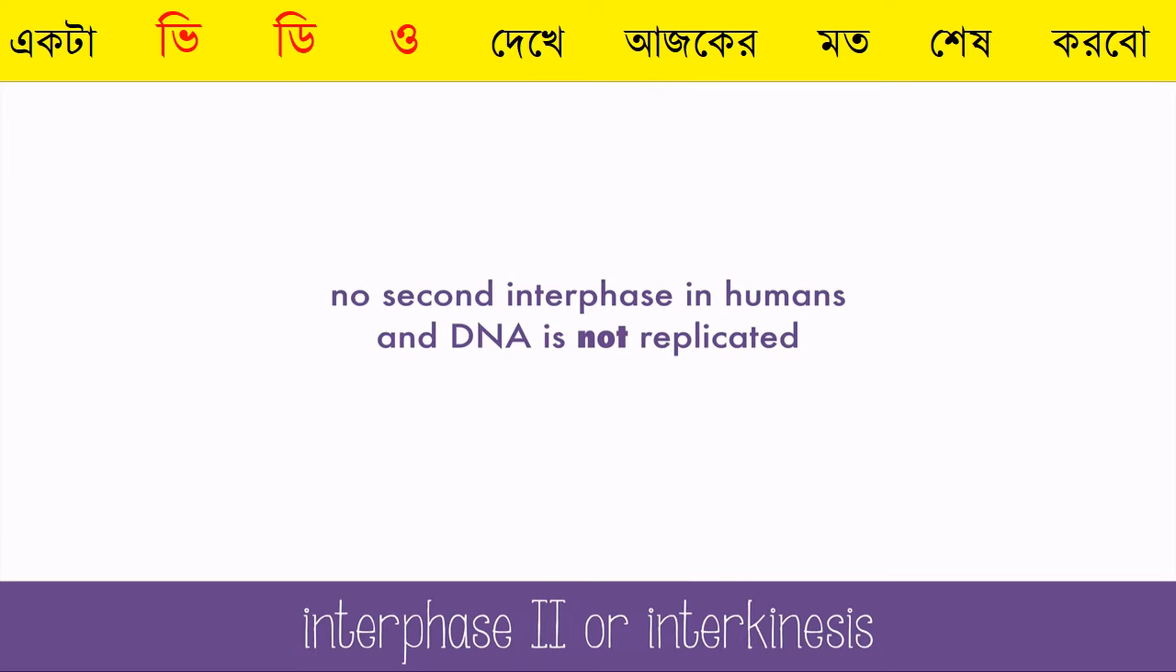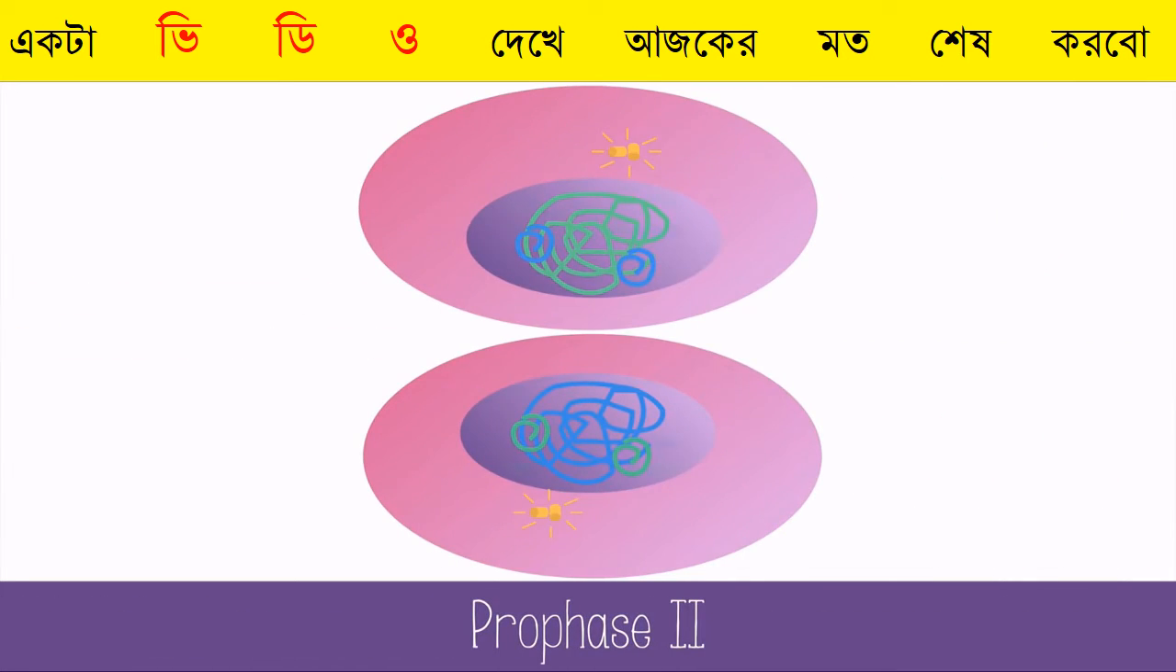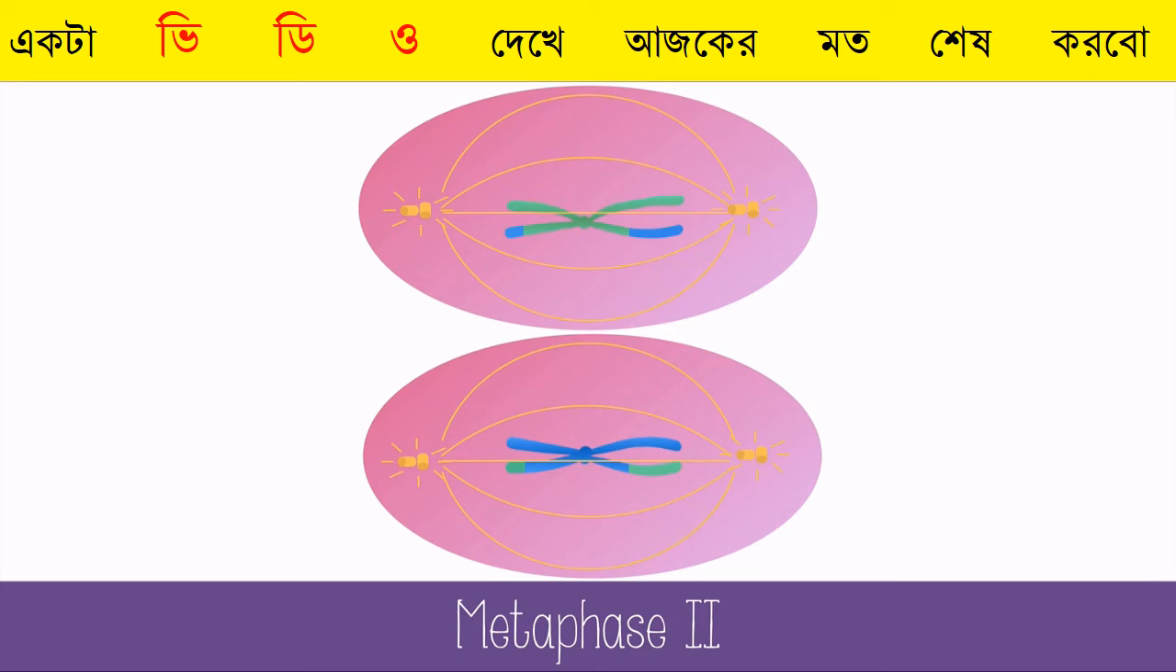In humans, there's no second interphase. However, some plant species experience a second interphase, or interkinesis, but the DNA is not duplicated in this phase. During prophase 2, the chromosomes reform and the 2 nuclei break apart. Then the centrioles send out spindle fibers and connect to the centromeres of the chromosomes. During metaphase, the chromosomes line up at the center. This time, it's in the same direction as it would be in mitosis.